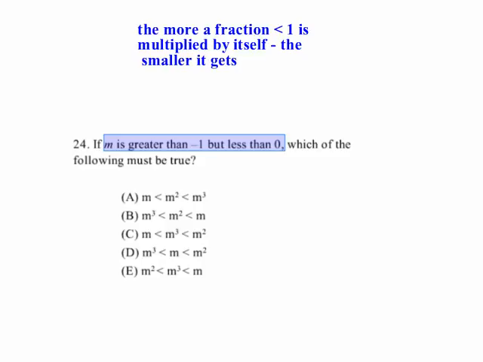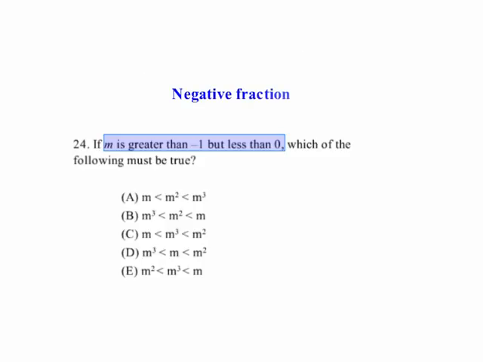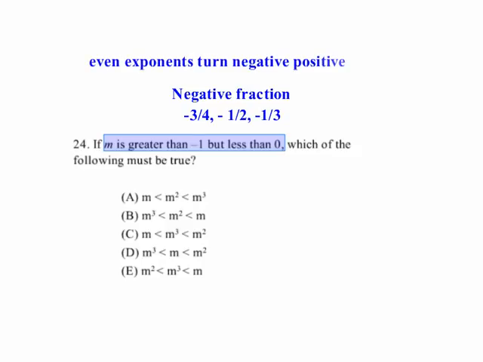And we're given that this is a negative fraction, greater than -1. So it would be a negative fraction like -3/4, -1/2, -1/3. So we've got two things to consider here. We've got to remember that when we multiply a fraction by itself, it gets smaller. And we've got to remember that even exponents turn a negative fraction positive.